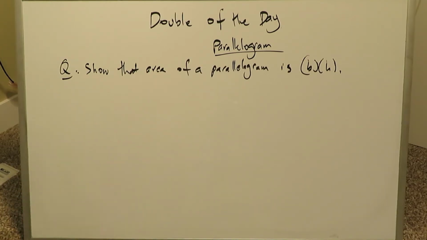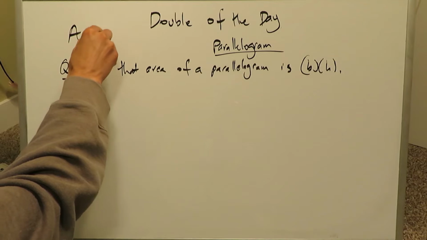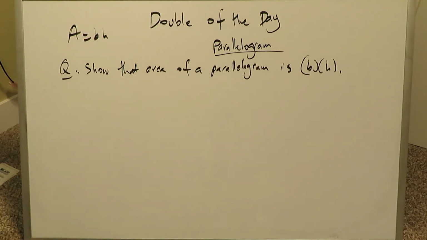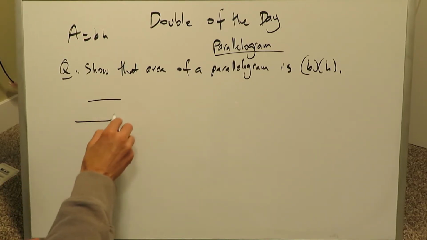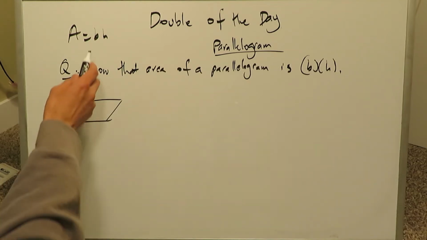The first question is this: show that the area of a parallelogram is base times height. We know that the area formula for a parallelogram is base times height. We know the parallelogram looks like this. And why is this formula base times height? Let's show you. I'll actually show you two ways that you can look at it to show you why this is the case.